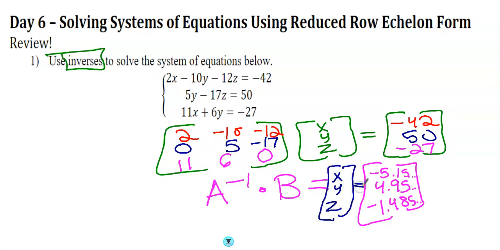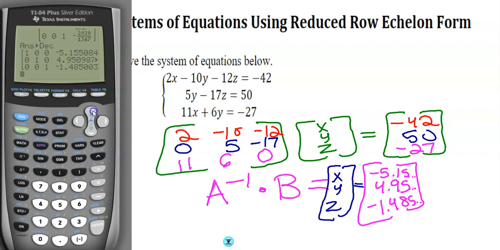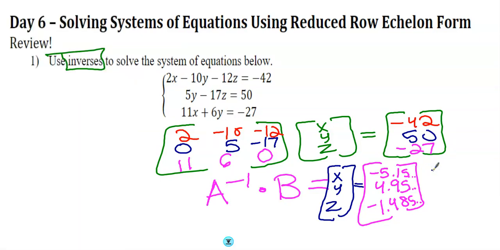All right, the fractions aren't really that much prettier. So -7,047 over 1367. 1367 is the denominator for all three. So either way, either in decimal form or in fraction form. If the fractions are nice, I like to keep them in fraction form when I can. Okay? So this is the inverse way.